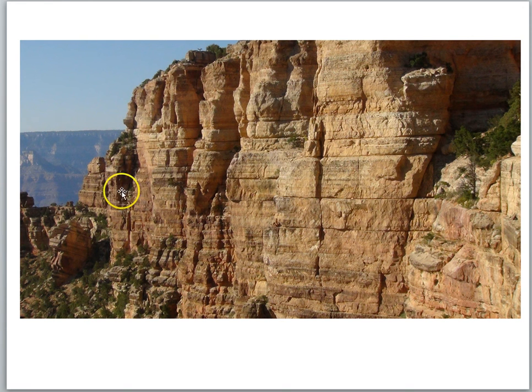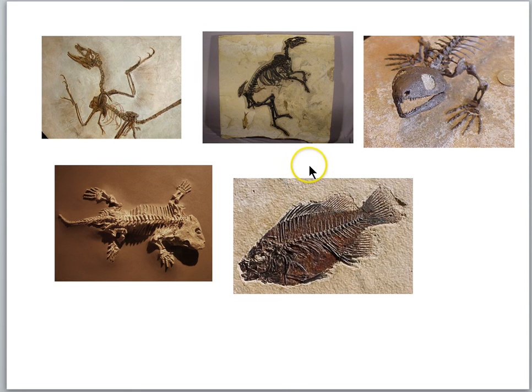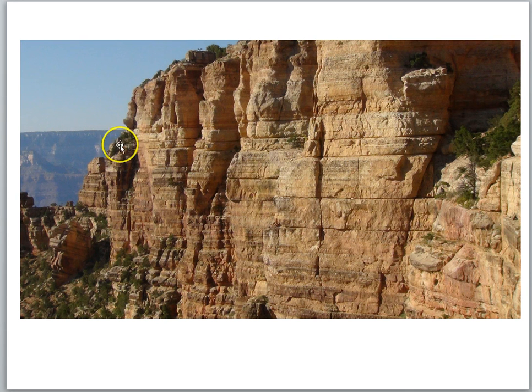So consider what we find in rocks fairly high up in this layering here in the Grand Canyon. You'll find lots of different kinds of vertebrates. So, for example, we have birds and mammals and reptiles and amphibians and fish in the upper layers.